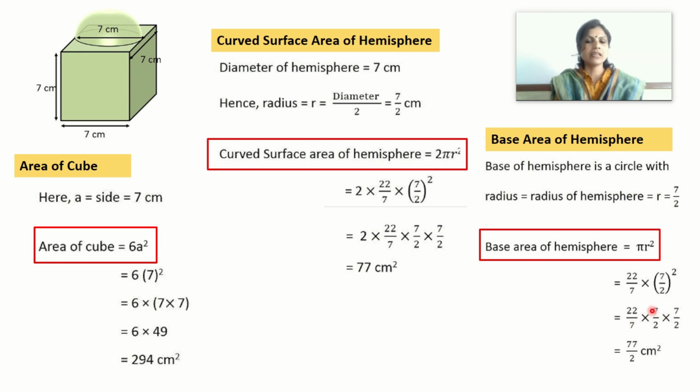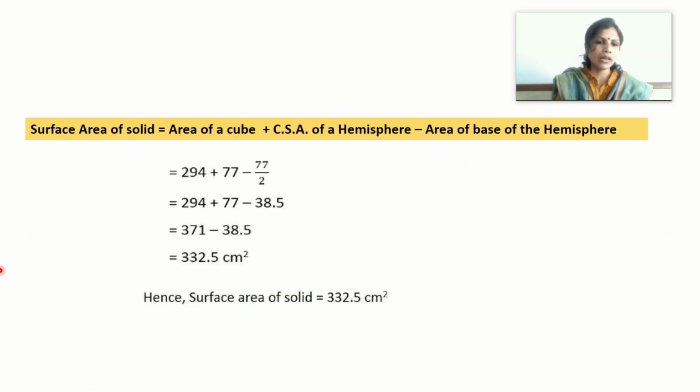Let's cancel this 7, 7. Cancel 2, 11s are 22. So we are left with 77 upon 2 centimeters square. Now all the three areas we have calculated. Let's substitute these values into the formula which we have made to find out the total surface area of the given solid. So when you substitute all the values, we get 294 plus 77 minus 77 upon 2. So let's convert this 77 upon 2 into decimal.